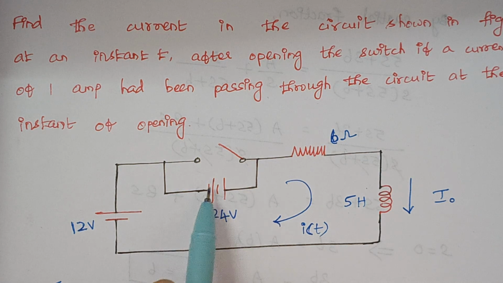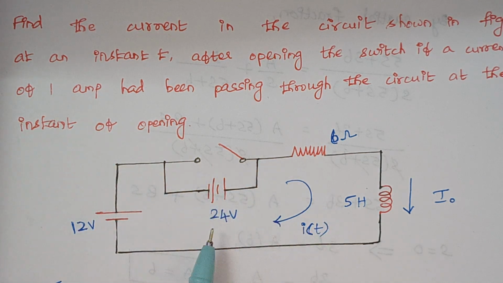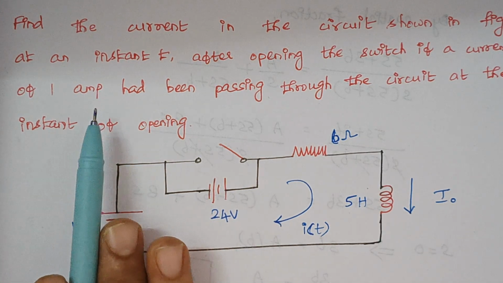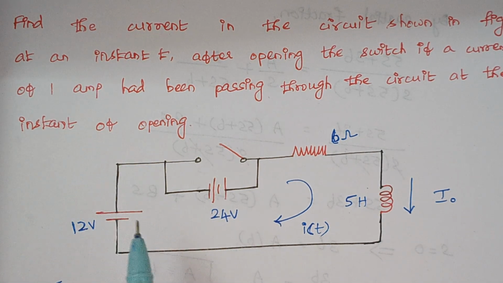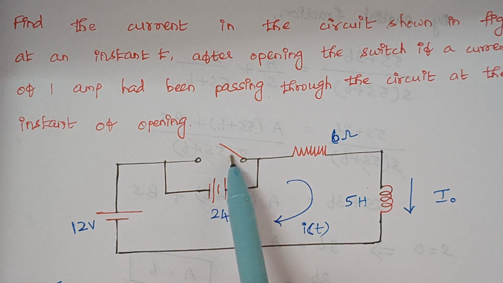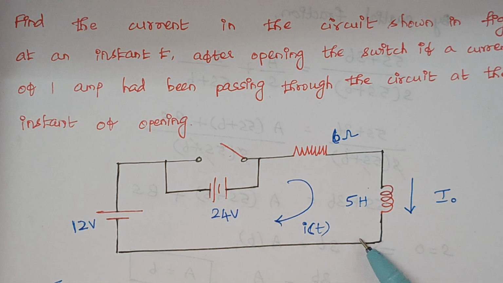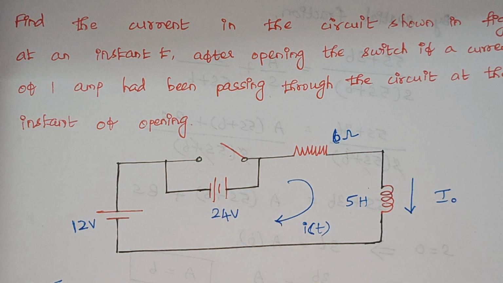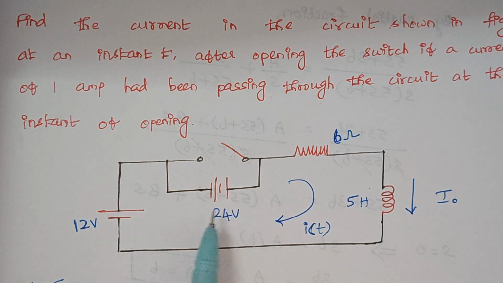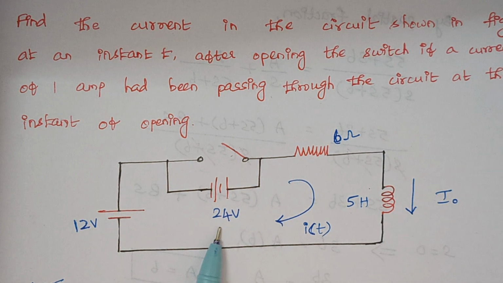So initially the current that is flowing through this circuit is 1 amps, okay, that is I naught. So now we have to calculate the current value when the switch is kept open, right. So here in this circuit, you see the typical thing is here we are having two voltage sources, right. So one is 12 volt and another one is 24 volt.